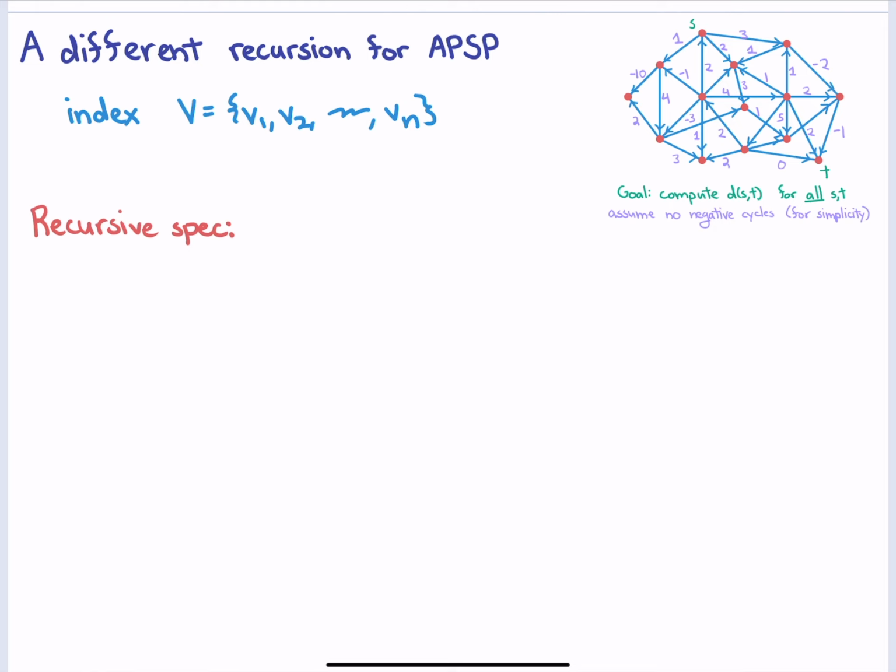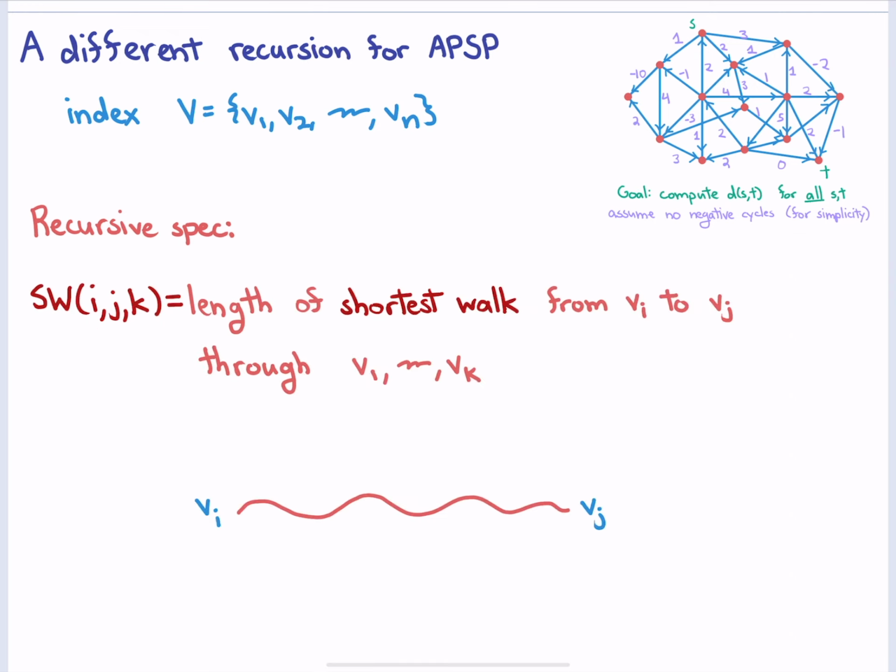All right, so we're going to do something different for our last algorithm for all pairs shortest paths. The setup is completely different. Initially, I'm going to number all the vertices 1 to n, in any order you want: V1, V2, V3, V4. The order doesn't matter. And here's a funky, different kind of recursive spec.